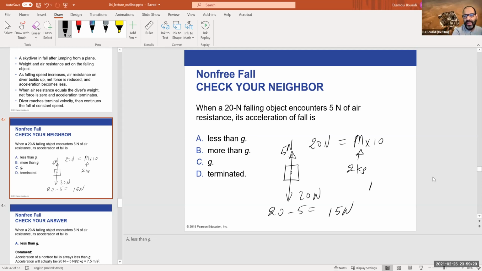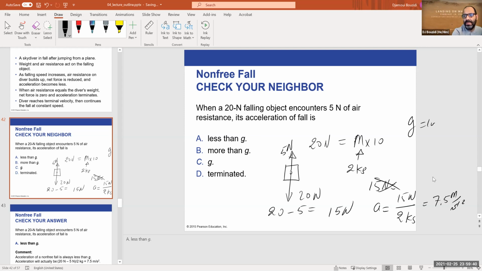So how much acceleration will 15 Newton produce? Let's use the acceleration formula. It's equal to the force, which is 15 Newton, divided by the mass of this object, which is 2 kilogram. And 15 divided by 2 kilogram is exactly 7.5 meters per second per second. And that is not g, because remember, g is exactly 10 meters per second per second. So this must be less than g.